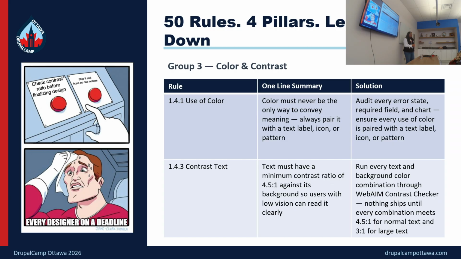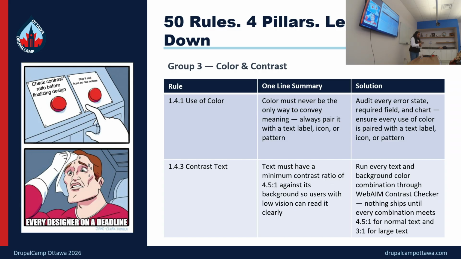Color must never be the only way to convey your information. It must always be paired with a text label, icon, or patterns. So for instance, if you have any input field that throws an error, and you just put it as a red box there, red can be an alert, that can be an information, red can be anything. But we want that information or text under it that says it has been an error, and you need to fix it. A solution for this is to audit every error state, required fields, and chart, and ensure every use of color is paired with either a text label, icon, or patterns.